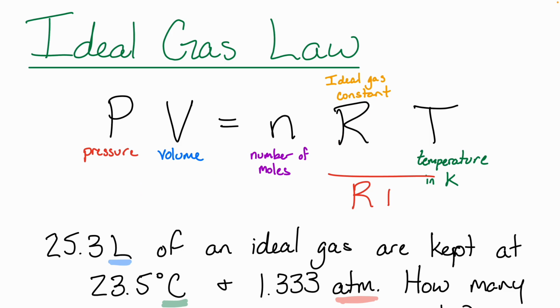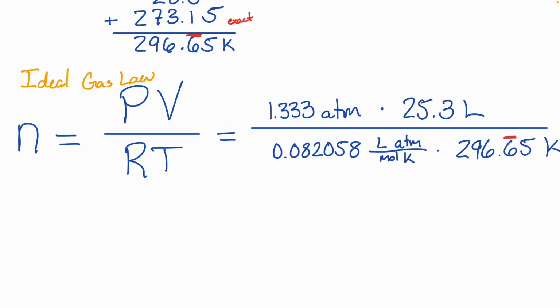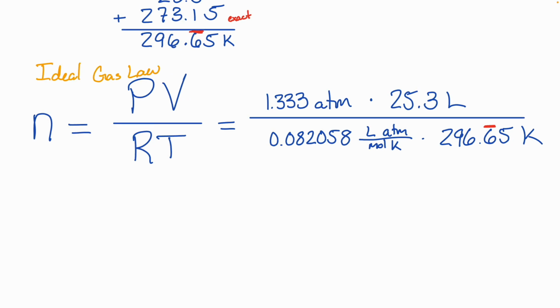So that's how I got as my equation, number of moles equals PV over RT. And I plugged in my variables here. All right, I'm going to punch it into my calculator. I get 1.37707. All right, and what are my units?